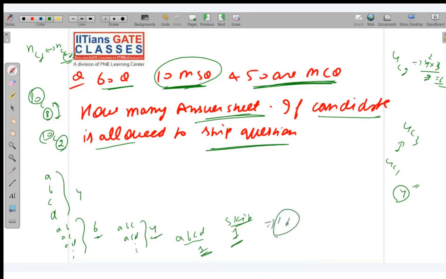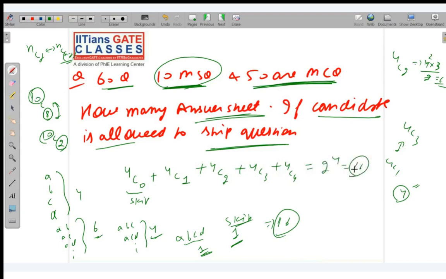And let me tell you one more way of doing it. So from the 4 options now, you are picking none. That means you are skipping it. Or from the 4 you are picking 1. Or from the 4 you are picking 2. Or from the 4 you are picking 3. Or from the 4 you are picking 4. So this is nothing but 2 power 4, that is 16.